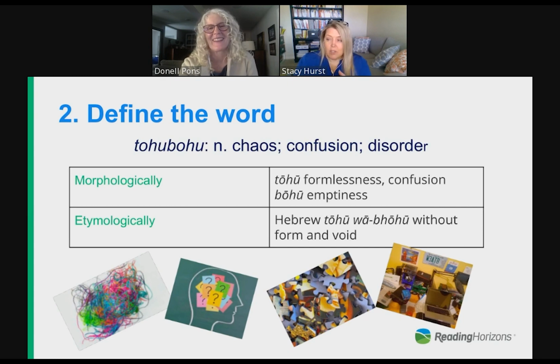The history of the word is fascinating to me because it's a Hebrew word and it means without form and void. So you can imagine chaos as a result, right? I put some illustrations down here to help me remember that that's what it means. It's just chaos, disorganization, confusion. And these pictures kind of represent that for me, whether it's in my physical world, or in my brain, which can happen a lot as well.